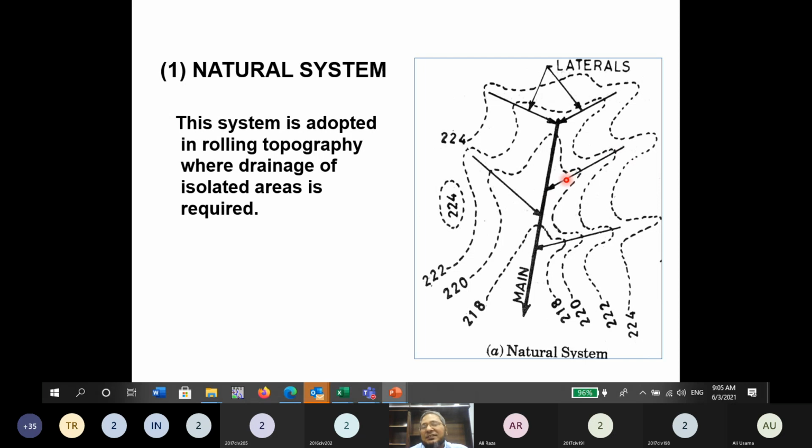If it is opposite to it, then it is a peak. So these are the valleys in the area. If you are providing tile drainage in the valleys, this is called the natural system. Of course the surface water is also moving like that, and for the subsurface water you provide these laterals, and their directions are also along the valley, and this is the main tile drain. So the natural system means the system which we provide on the basis of the topography.